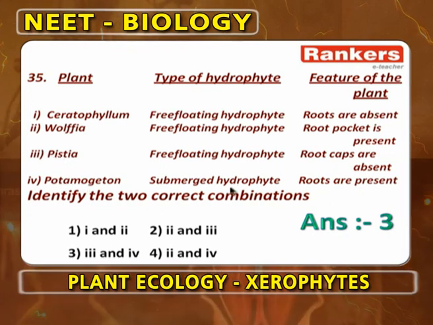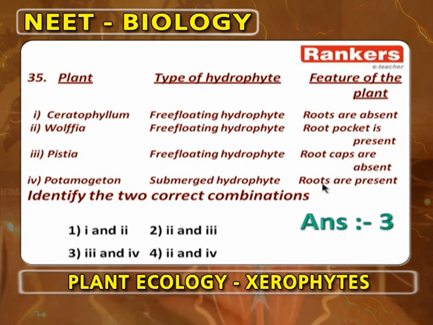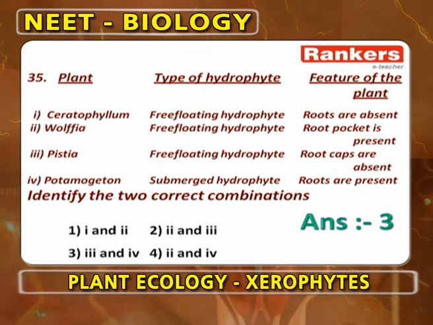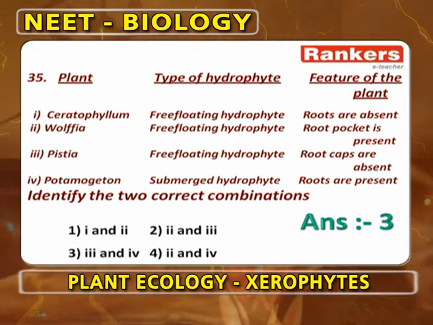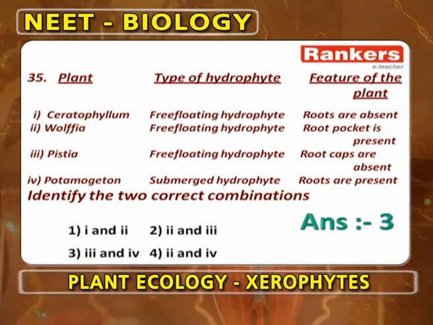Potamogeton, submerged hydrophyte, roots are present. Potamogeton is definitely a submerged hydrophyte, and in this plant roots are present because it is rooted at the base but floating under the water, not coming out of the water. So, Pistia free floating hydrophyte where root caps are absent, and Potamogeton submerged hydrophyte where roots are present are the 2 correct options, 3 and 4. So, the answer for this question is 3.